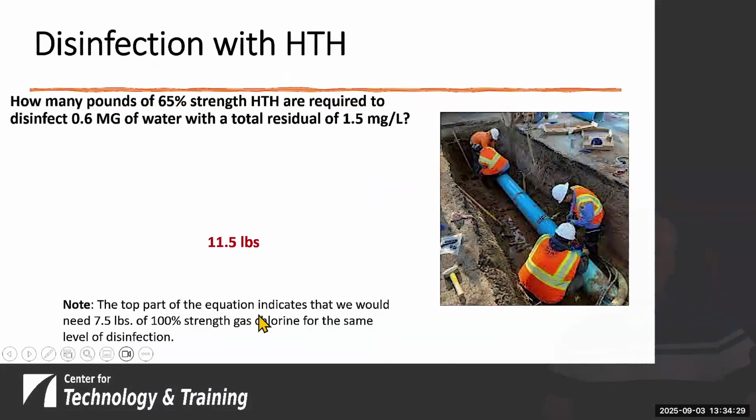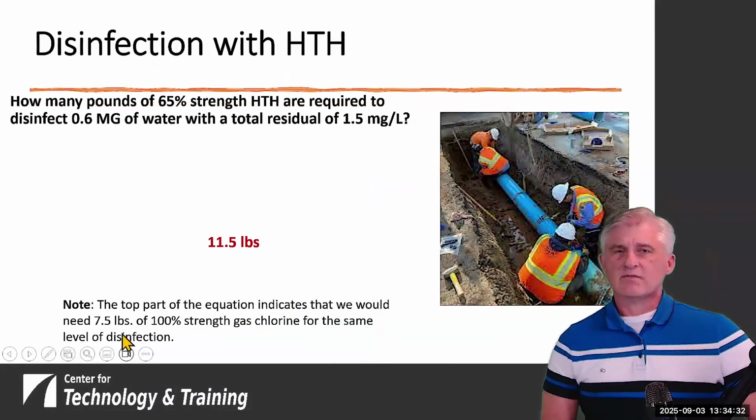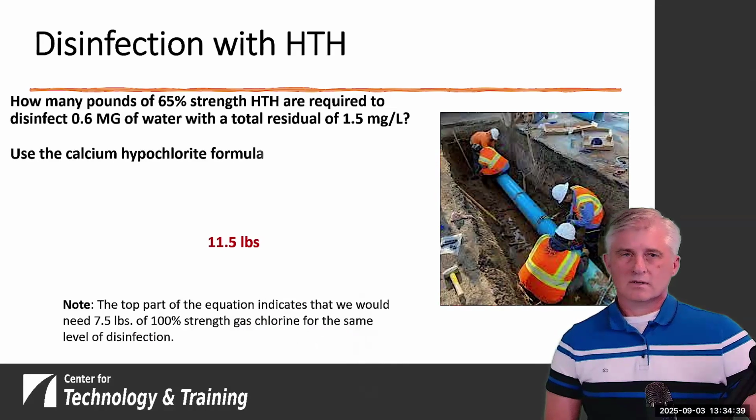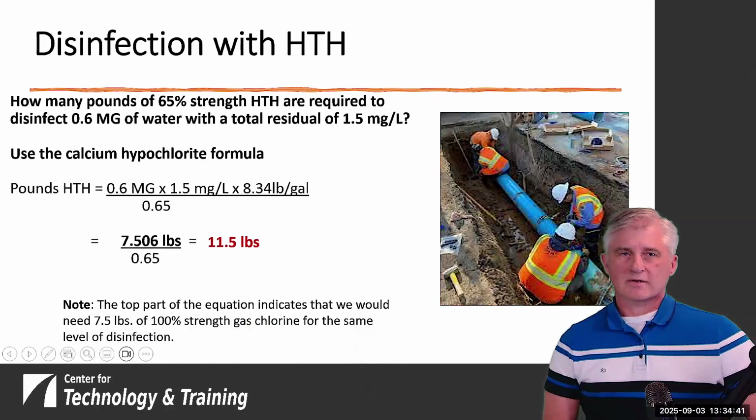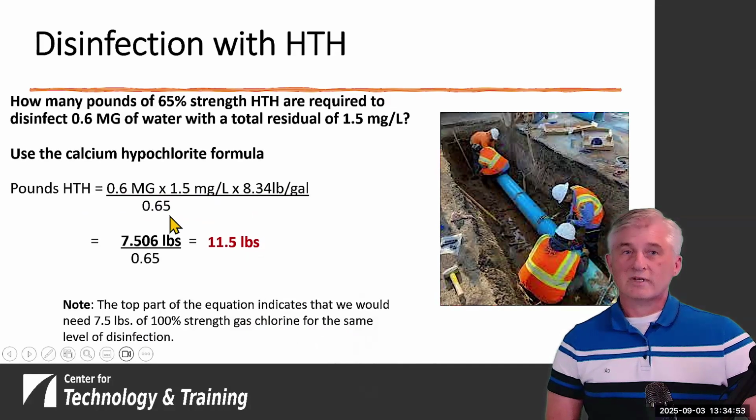There's a note here. The top part of the equation indicates that we would need 7.5 pounds of 100% strength gas. So let's work this. If you use the calcium hypochlorite formula, it's just the pounds formula with the percentage strength below it. We multiply those out: 0.6 million gallons times 1.5 parts per million times the weight of water, divided by 0.65. That gives us 7.506 pounds. We divide that by the strength, and it gives us 11.5.